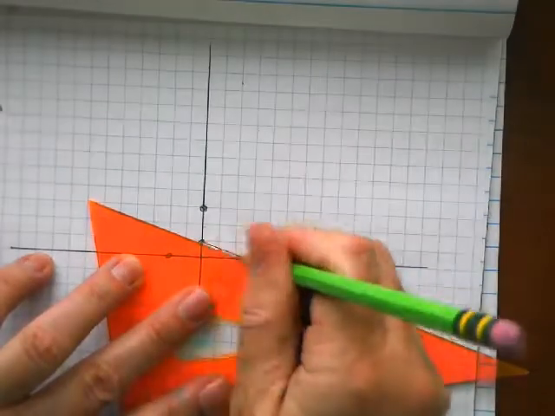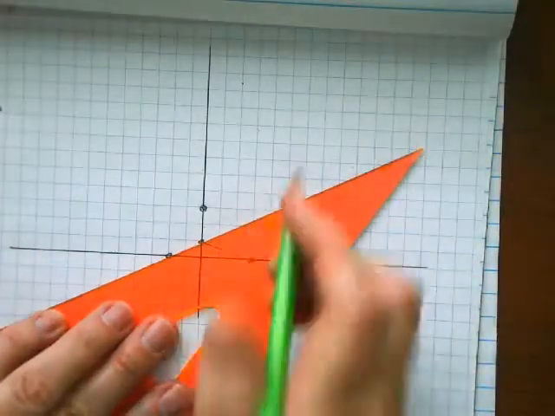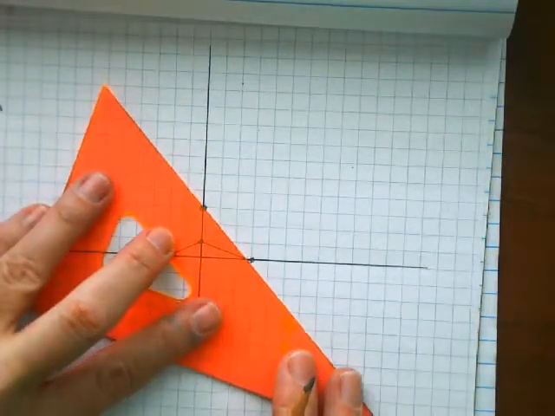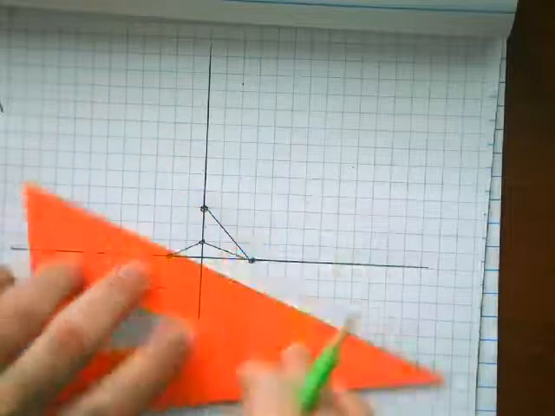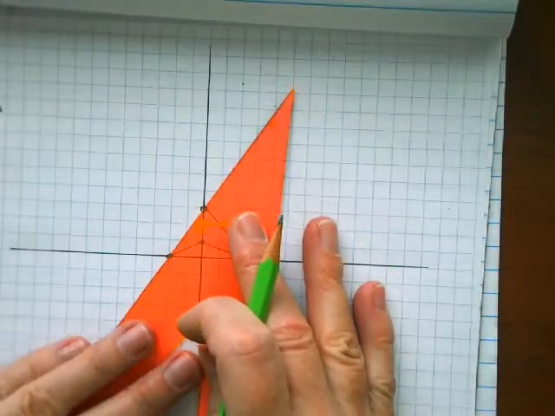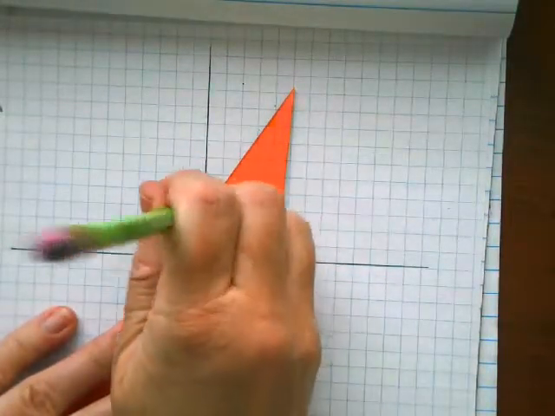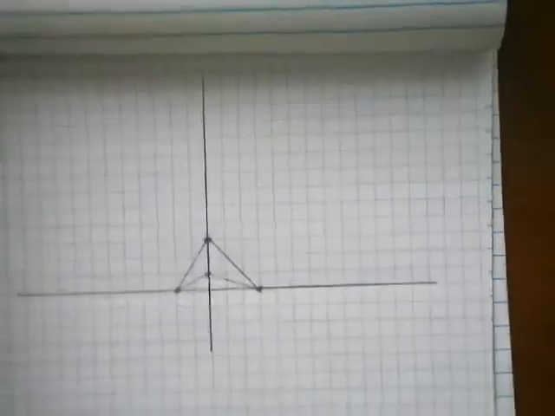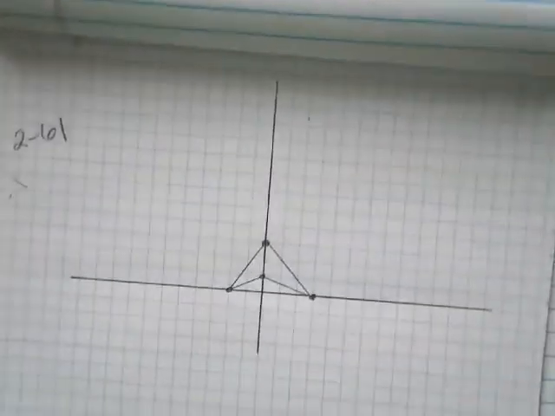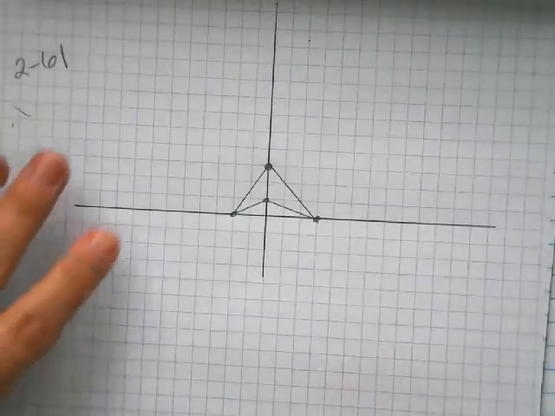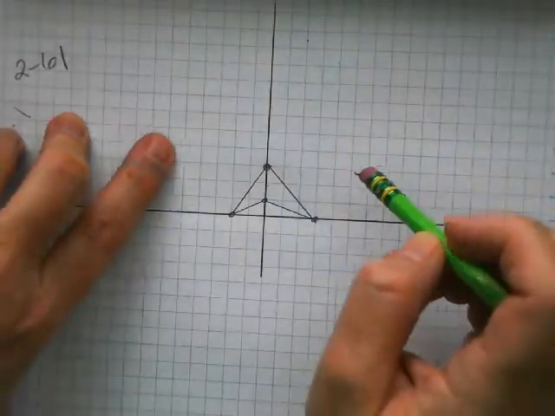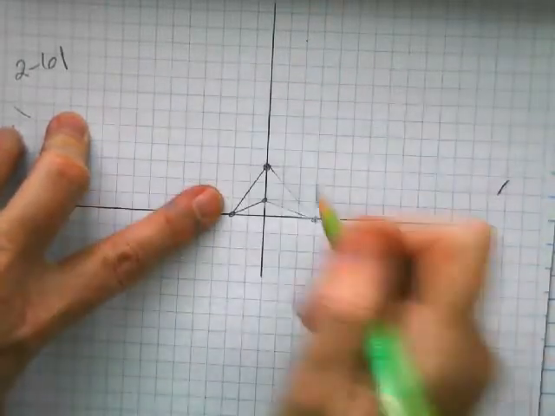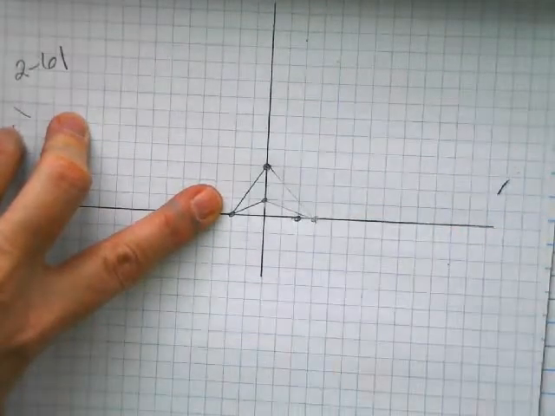Okay, so we've got this shape for the original, and it has 4 sides, so that means it's a quadrilateral. Oh, that doesn't look right. There we go.